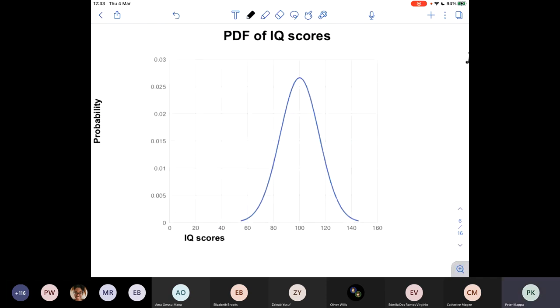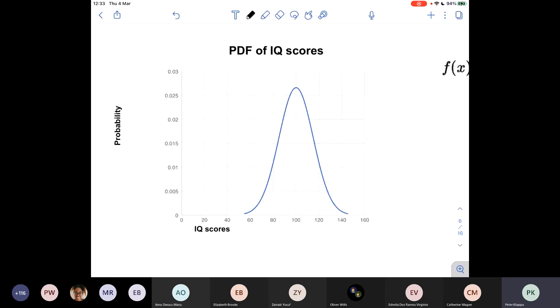So what can we do with that? We can now ask the question: what is the probability of, for example, finding somebody with an IQ of, let's say, higher than 130? So how would I do that? Let's say we do that here, 130. I want to find the probability of finding somebody higher than 130.